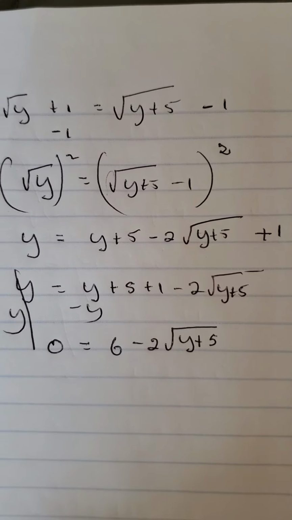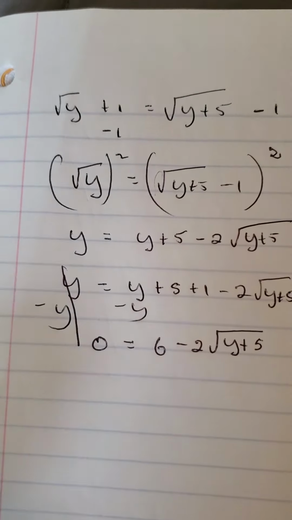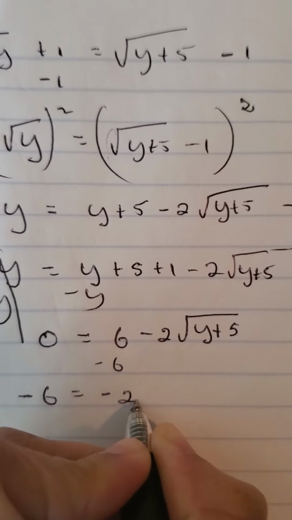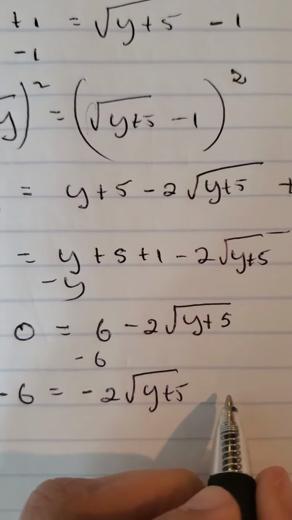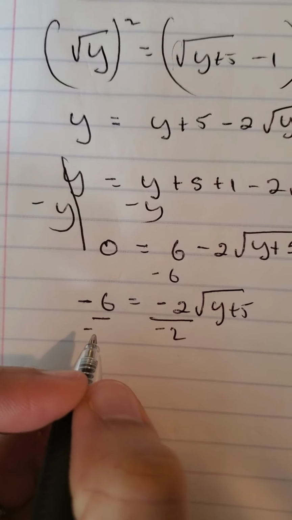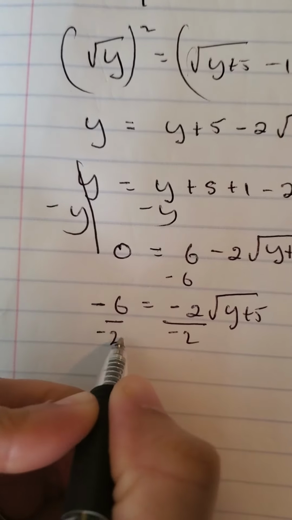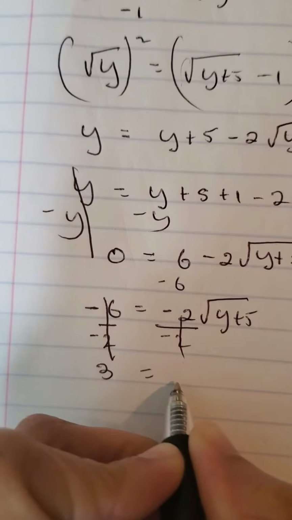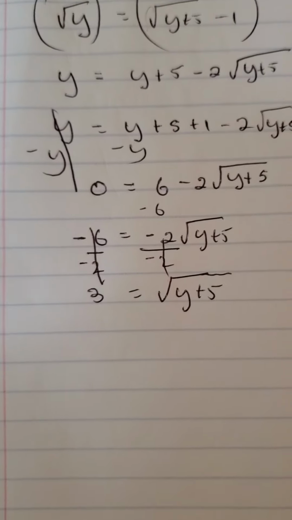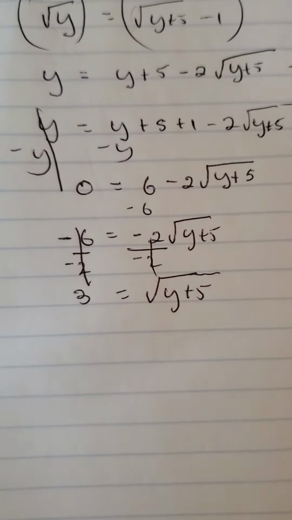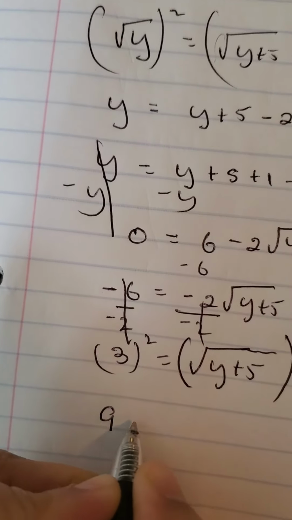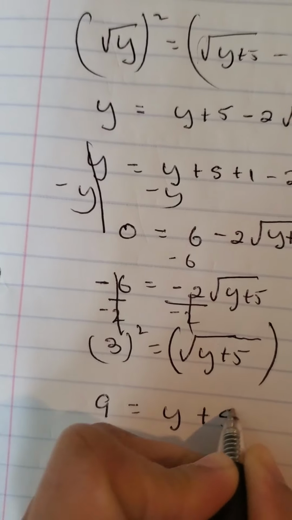As you can see, this is a special type of problem that requires an extra step. So here, I am going to transpose my 6. Now I'm going to divide by negative 2. That gives me 3 equals the square root of y plus 5. So here we're back into the square root predicament again. If you guessed that we'll have to square both sides to solve for y, you guessed correctly. So now I have 9 is equal to y plus 5.